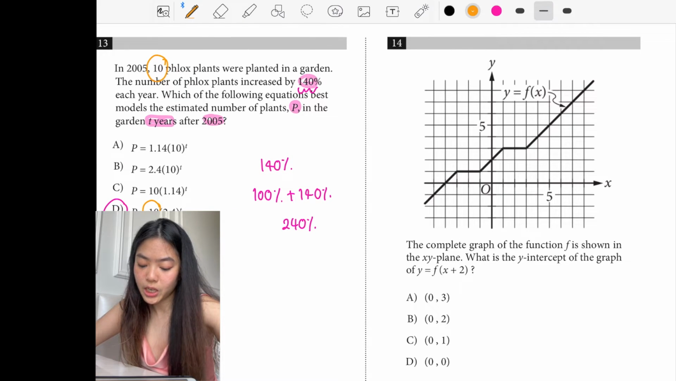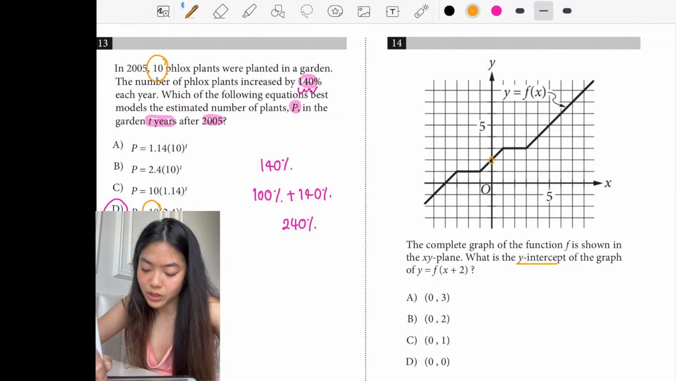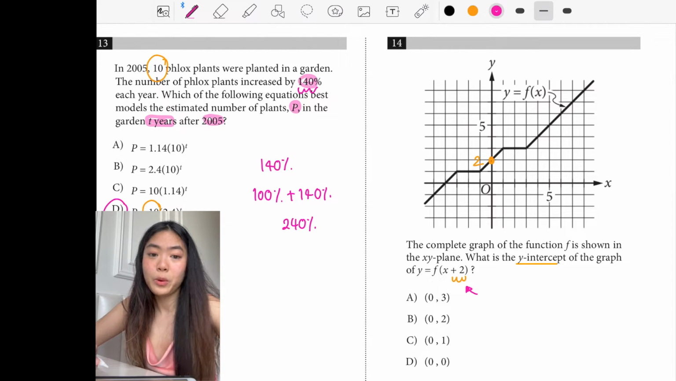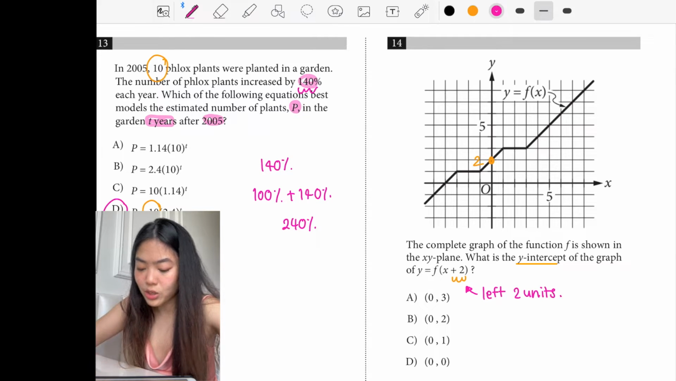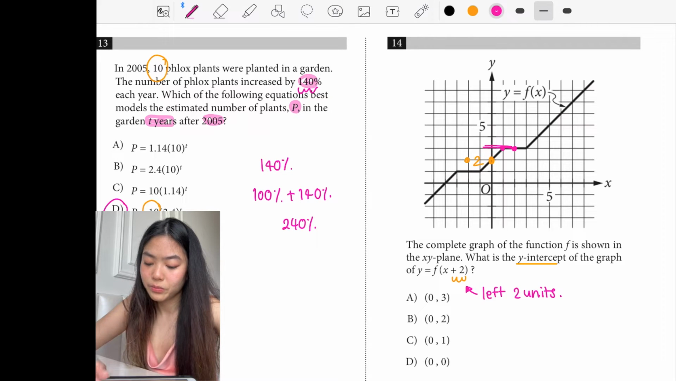Okay, next, 14. The complete graph of the function f is shown in the xy plane. What is the y-intercept of the graph? The y-intercept is here at first, at 2, but we want this. It means we translate the graph horizontally to the left by 2 units. So to the left by 2 units, this one will shift to here, and therefore, as you can see here, this one will move to cross this. So the y-intercept would be 3. Therefore the answer is (0, 3).